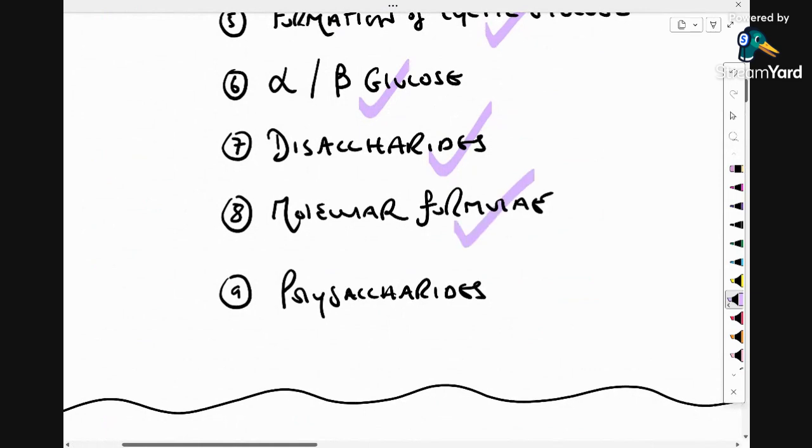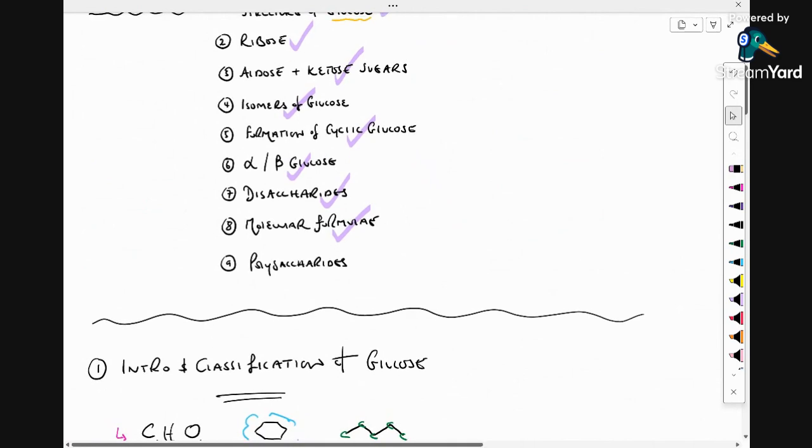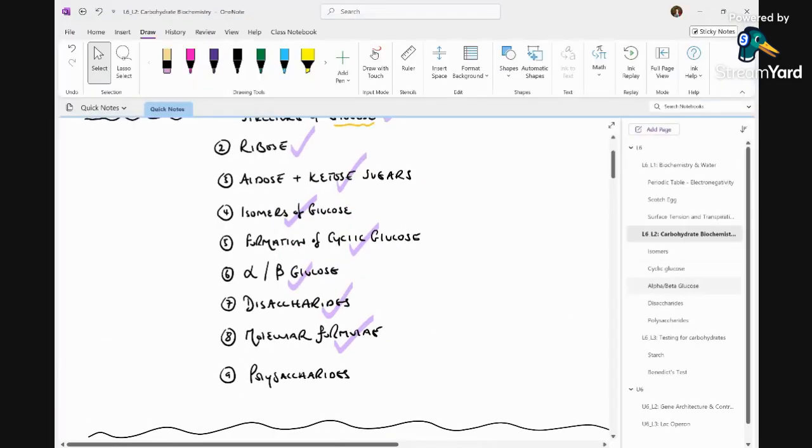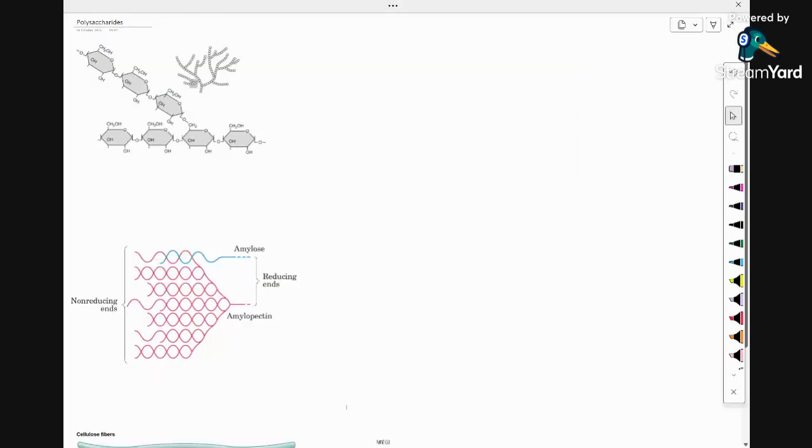The final thing for this lesson is to look at polysaccharides. And I'm going to do this through pictures only. So I'm not going to draw too much for this because it's just a lot of stuff you need to know. So polysaccharides, here we go. I'll show you the disaccharides later.